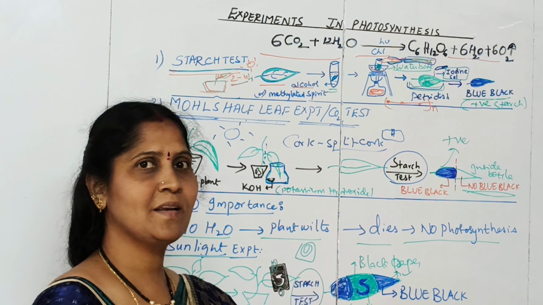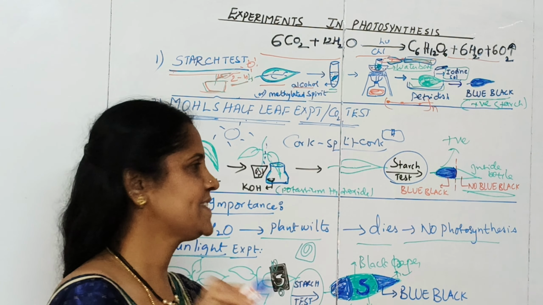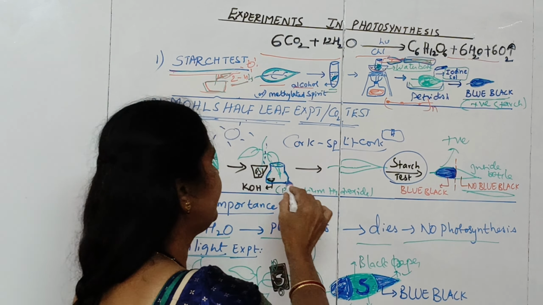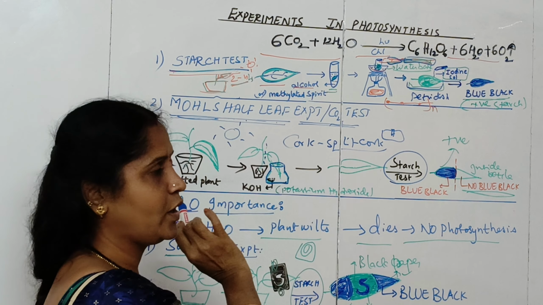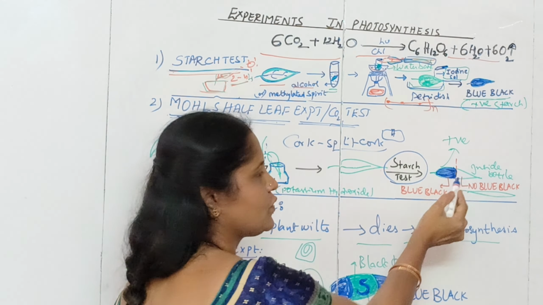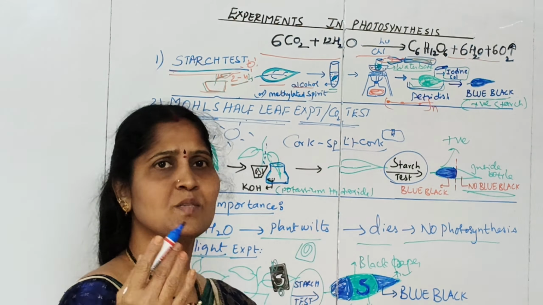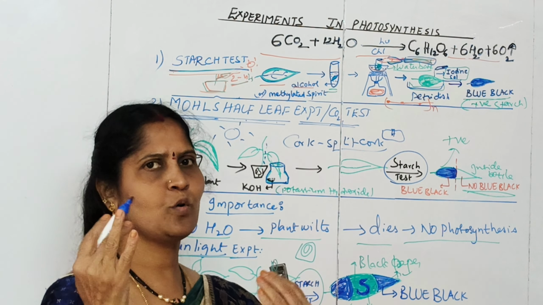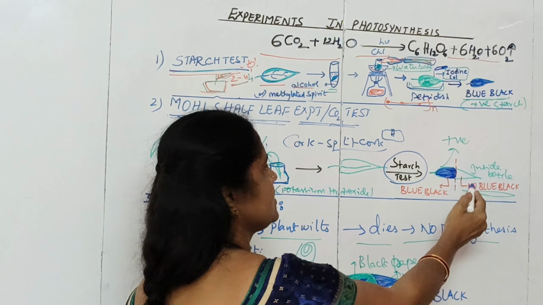So what will happen, children? Any guesses? Yes. The portion of the leaf which was present inside the bottle is not having carbon dioxide. So no photosynthesis, no presence of starch.